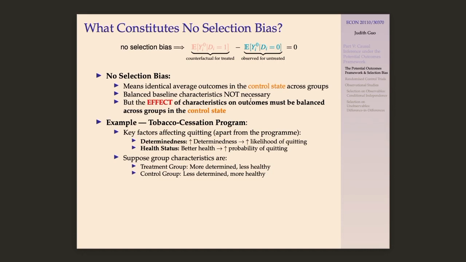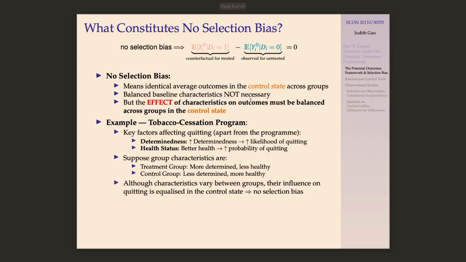Whereas the control group, they are less determined, but they are more healthy. So we can see that the characteristics are not balanced across groups. The distribution is different. But even though the distribution is different, their influence on the outcome in the control state can be the same.